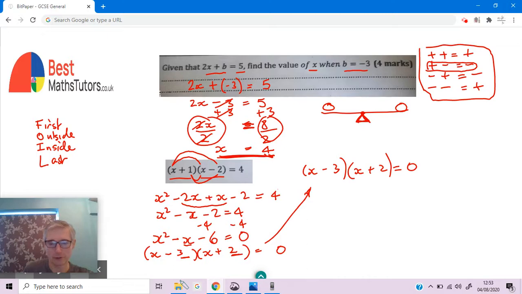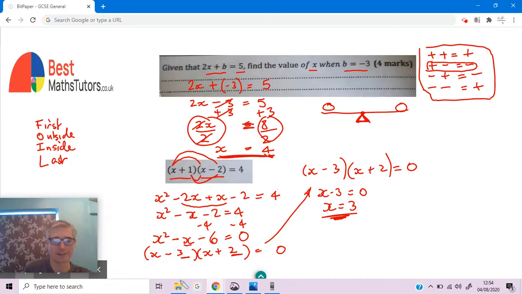So if we said the first bracket was 0, that would mean that x minus 3 would be equal to 0. And that would mean that x, for that to be true, x would have to equal 3. So that's the first one of our solutions.